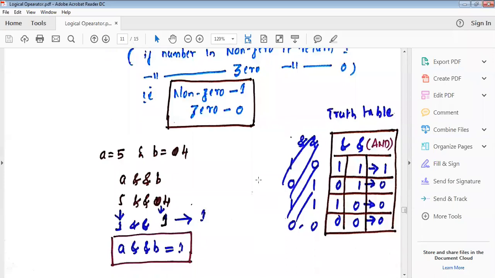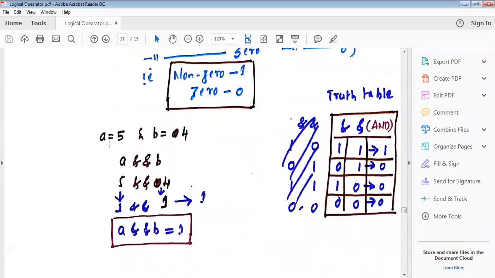So for the first example, we will check logical and. You take example a is equal to 5, b is equal to 4. So you apply a and b, 5 and 4. So is 5 a non-zero value or zero value? Non-zero value. It will return 1. For a non-zero value I return 1. So you perform the operation 1 and 1.